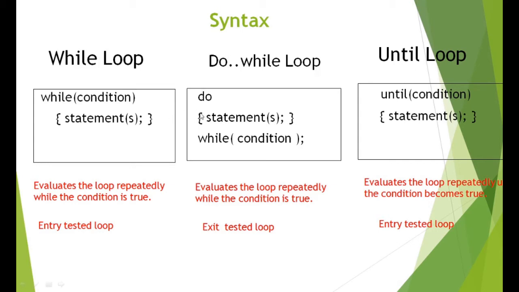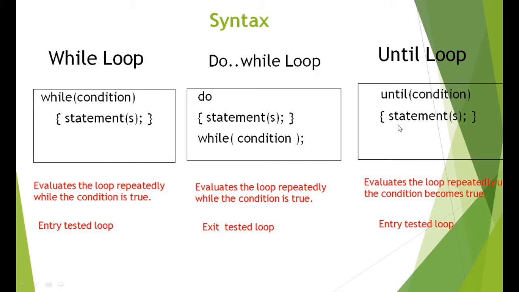But what is the difference between these two? This is an entry tested loop and this is an exit tested loop, meaning that the condition will be checked here and only if it is true, the statements will be executed. But here we allow the statements to be executed and then the condition is checked. So here, when control comes and the condition is false, the statements will not be executed. But here the statement will be executed at least once, even if the condition is false.